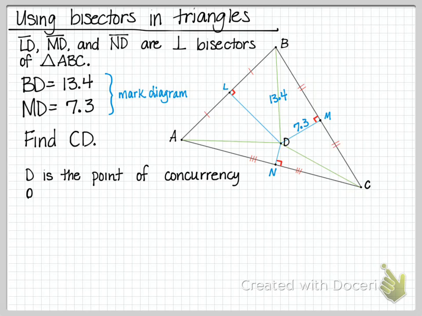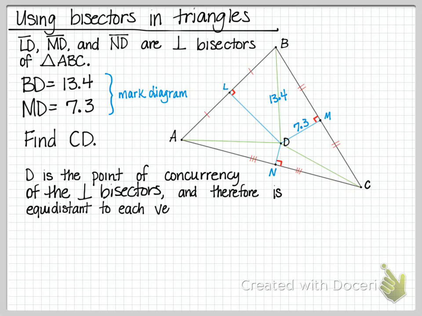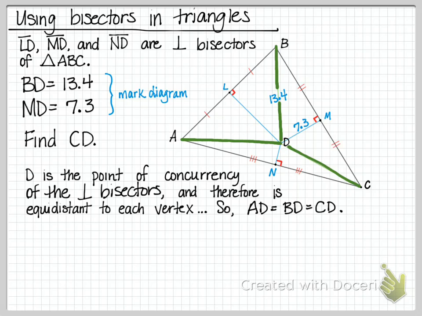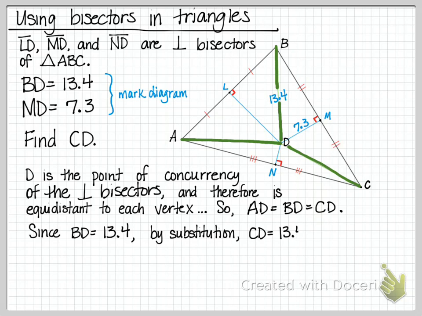Since D is the point of concurrency of the perpendicular bisectors, meaning the circumcenter, we know that the point D is equidistant to each vertex. And therefore, the length of the segment AD, the length of the segment BD, and the length of the segment CD are all equal. And since we know the length of the segment BD, we can substitute that in and find that the length of the segment CD is also 13.4.